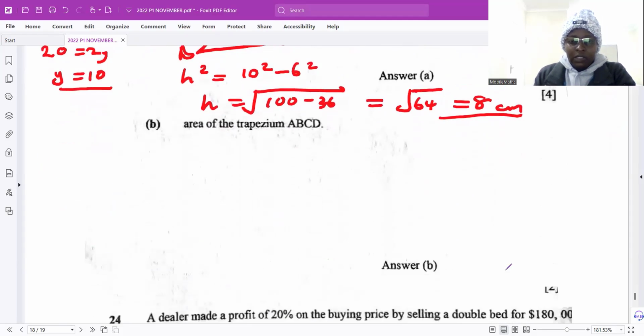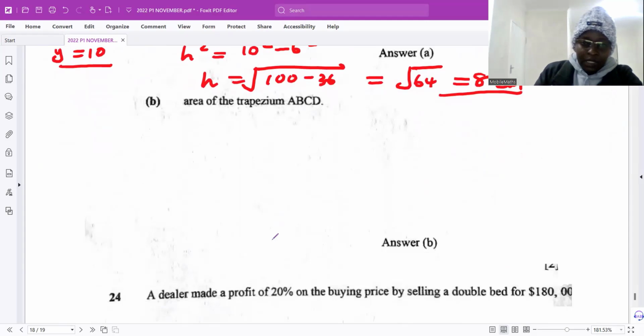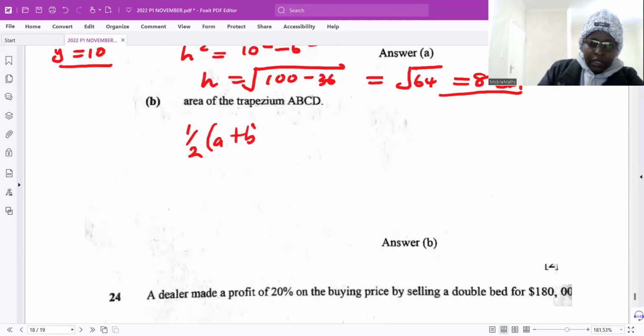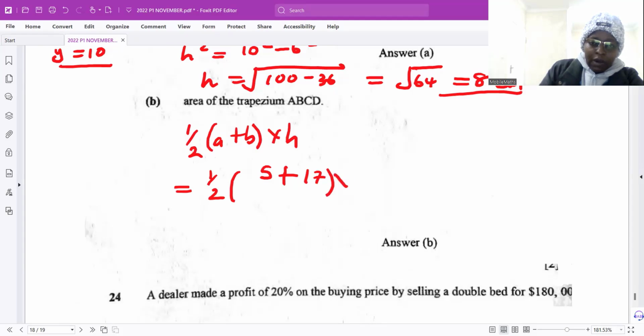Now we are asked to calculate the area of the trapezium. Area of the trapezium is half A plus B times height. So half of our A is 5 plus our B was 17, then times our height, which is 8. Adding 17 plus 5 is 22, divided by 2, that's 11. 11 times 8, we get 88 centimeters square as our area.